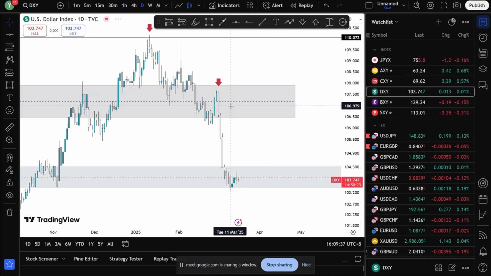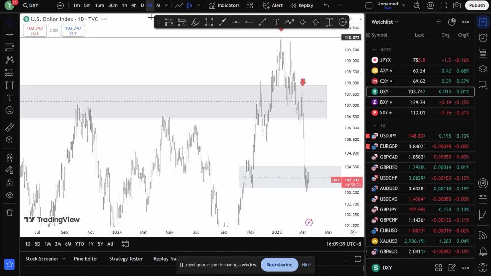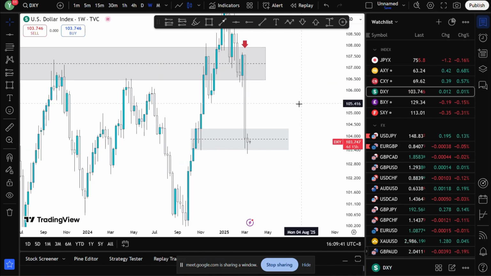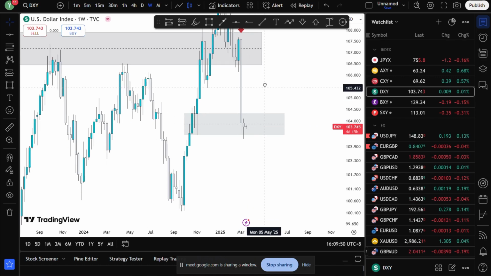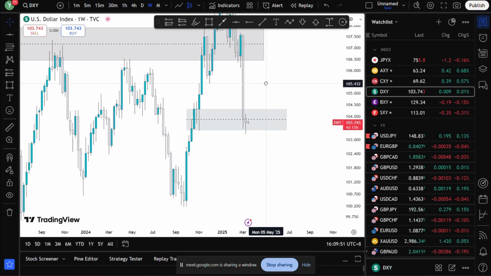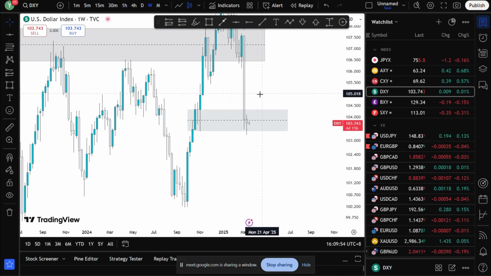So for DXY, it's quite bearish for now. I would say it's quite bearish, but the price just reacted to this demand zone. So there's a possible scenario that the price will go up. But there is still only a possibility, not a certain direction. So where will the price go? I'm not sure about that.